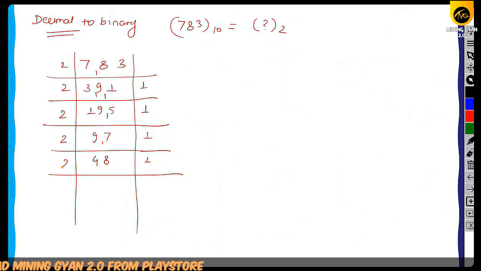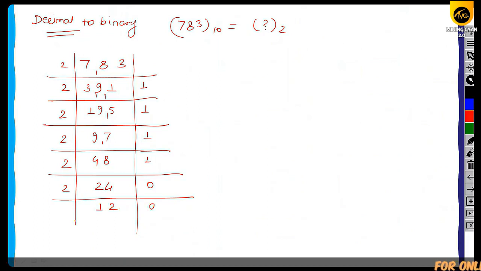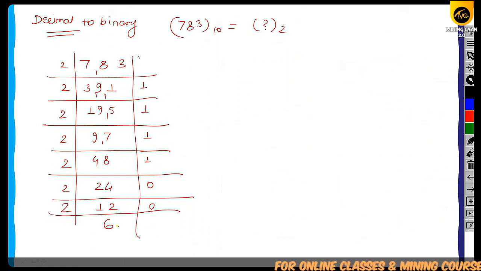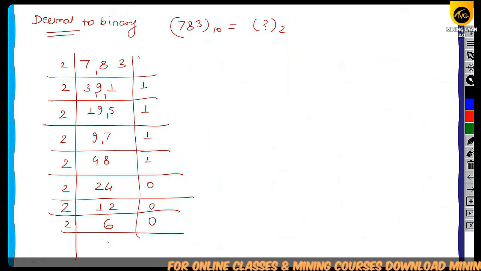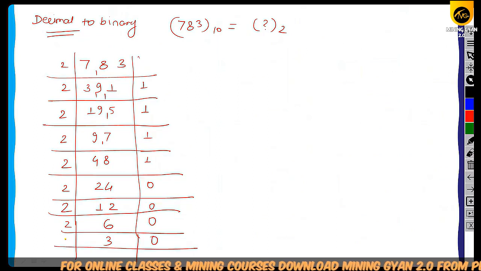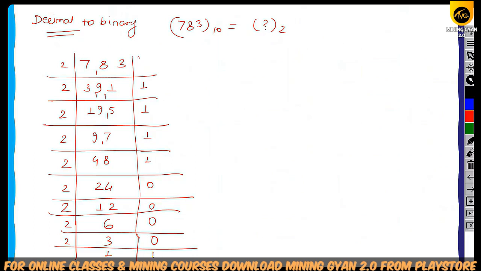So now the next step, 2 twos are 4, 2 fours are 8, there is no remainder, so it's 0. Again 2 ones are 2, 2 twos are 4, no remainder. Again 2 sixes are 12, no remainder. Then 2 threes are 6, no remainder, 0. It's 2 ones are 2, and there is one remainder.